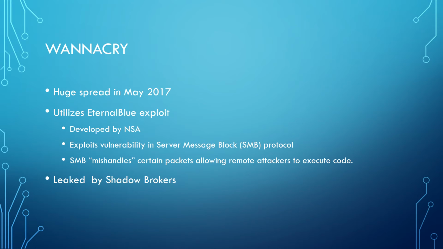So in May 2017, WannaCry was noticed and released, and we saw a huge spread in WannaCry ransom attacks. It utilizes an EternalBlue exploit for most versions of Windows that until then had not been patched. EternalBlue was developed by the NSA, and it exploits a vulnerability in the Server Message Block, or SMB protocol, on port 445. SMB mishandles certain packets which allow remote access for hackers to execute whatever code they want. And this was developed and stockpiled by the NSA until a hacking group called Shadow Brokers stole it from the NSA and released it to the public.